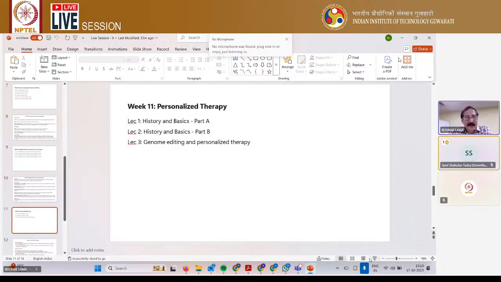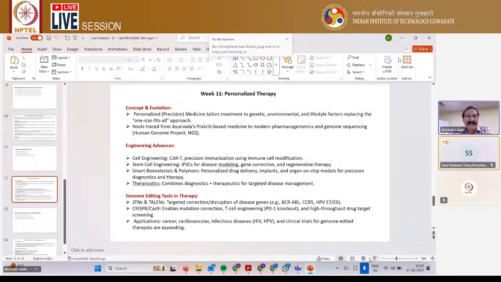We have also discussed personalized therapy, starting with its history and basic concepts, and how genome editing is helping personalized therapy. Personalized or precision medicine tailors treatment to genetic, environmental, and lifestyle factors, replacing the one-size-fits-all approach. These roots can actually be traced to Ayurveda's Prakriti-based medicine, to modern pharmacogenomics and genome sequencing projects.